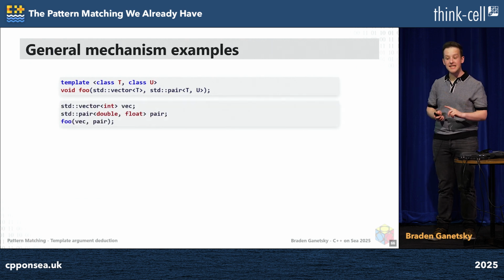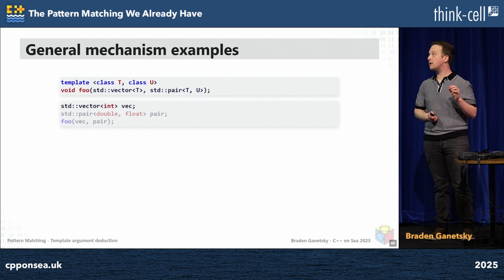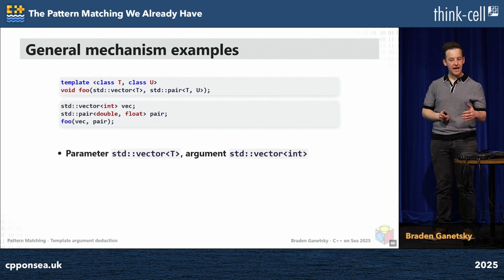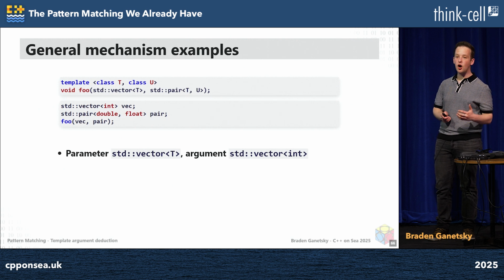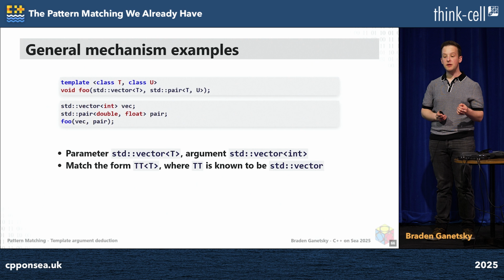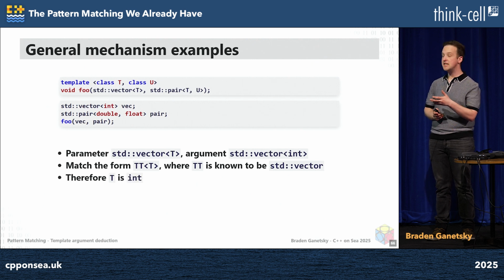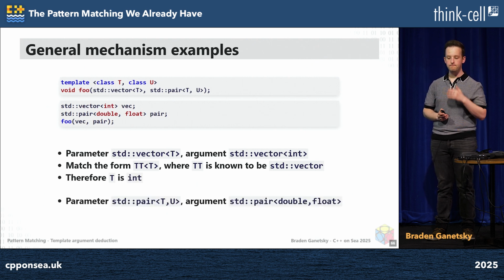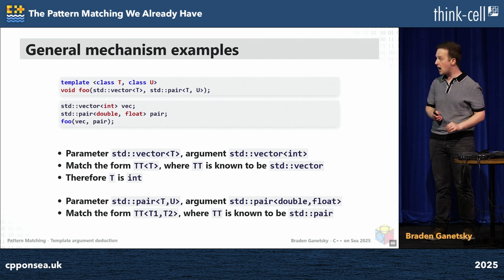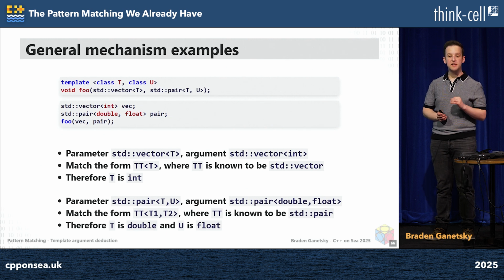Same setup, but now this time I'm using a vector of int, but a pair of double and float. So now we go through the steps again. We have a parameter std::vector<T> and an argument std::vector<int>. We match the form template of some type, where this template is known to be a std::vector, therefore T is int. We got that. But what about std::pair? So the parameter is a std::pair, the argument is std::pair<double, float>. We match the form template of two different types, where the template is known to be a std::pair, therefore T is double and U is float.